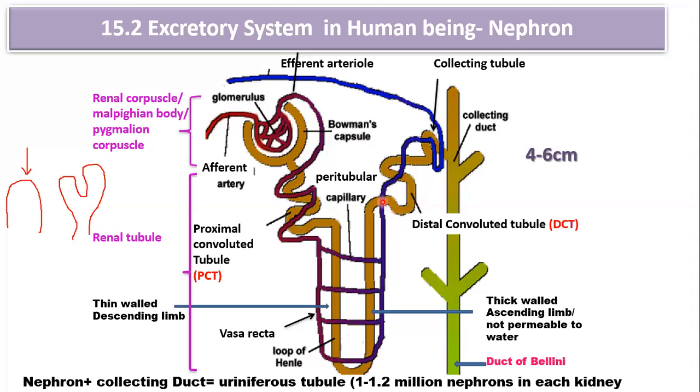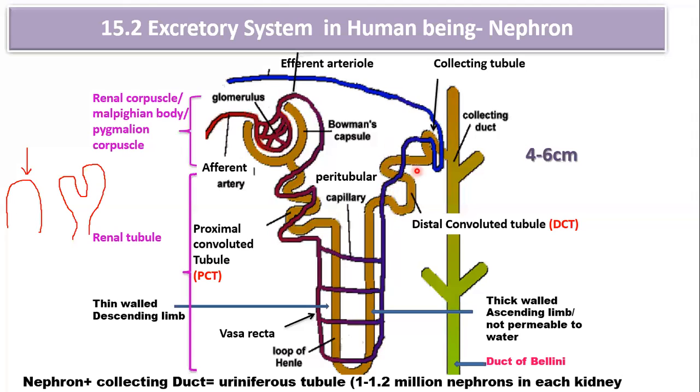Now the distal convoluted tubule is also lined by cuboidal epithelial cells, but there are no microvilli. So it is made up of only simple cuboidal epithelium. Now DCT is concerned with tubular secretion, active secretion from the surrounding capillaries, and it is also going to help in absorption of water and regulation of the pH of the body.